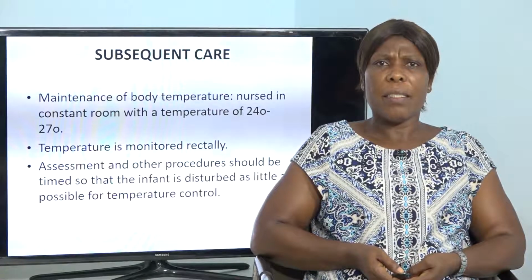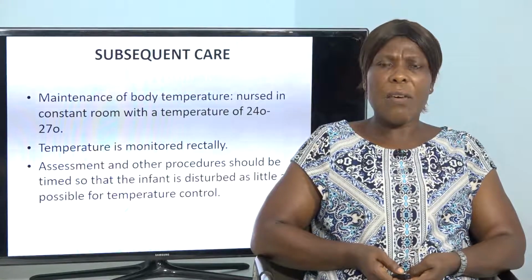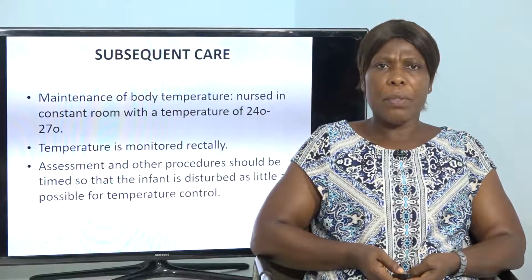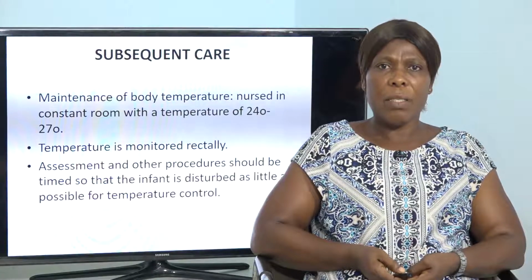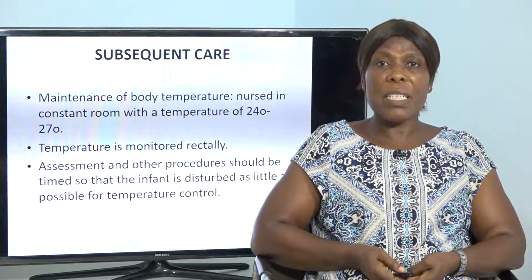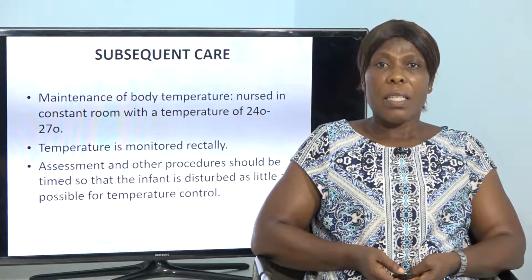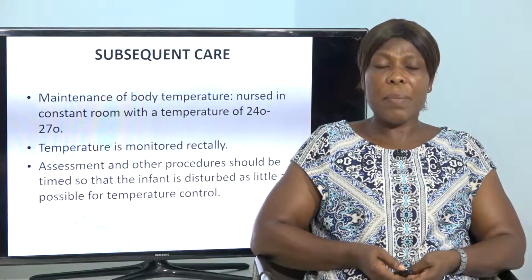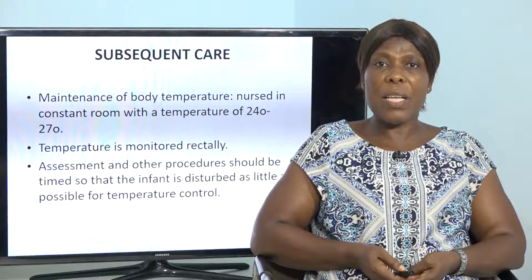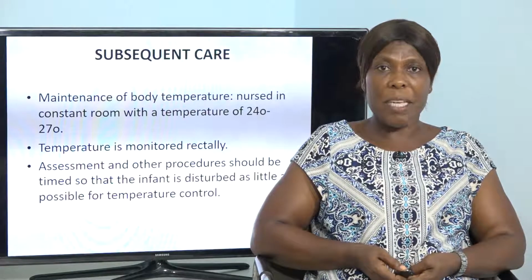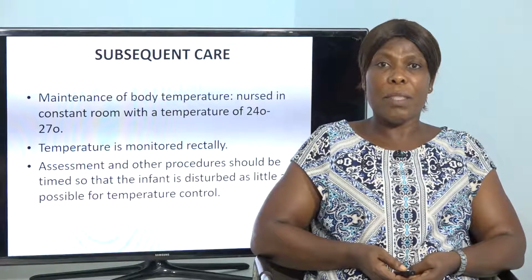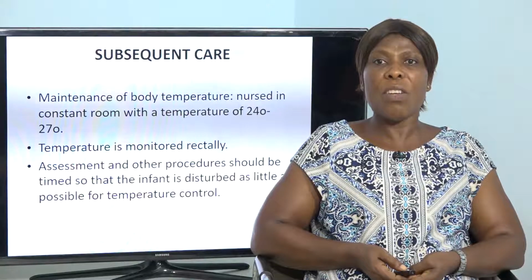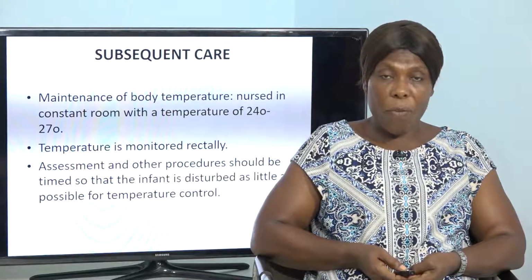Subsequent care. What do we do? Now our baby is stable. What are some of the care that we have to give to them later? We have to continue to monitor the body temperature. Temperature is monitored rectally because we get accurate temperature reading when we use the rectal thermometer. Assessment and other procedures should be timed so that the infant is not disturbed often.